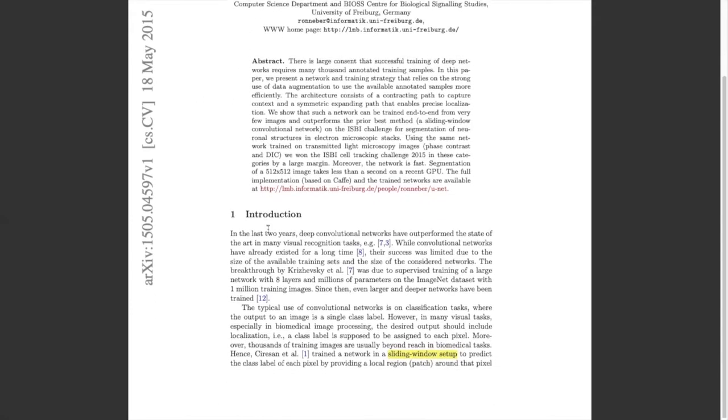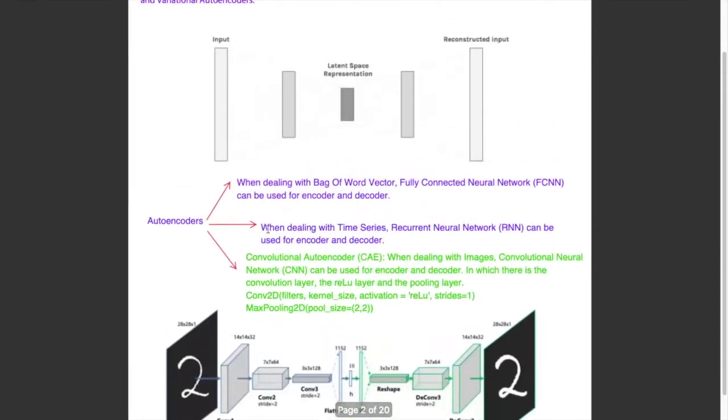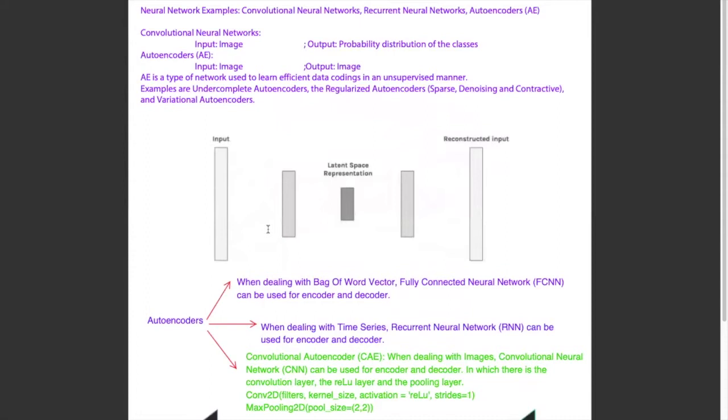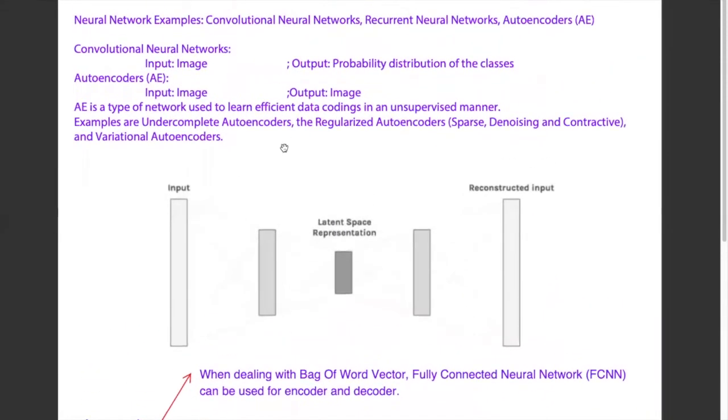I thought it would be best to briefly go over autoencoders. Well, autoencoders are not specifically discussed in this paper, and the authors don't claim they got the idea from autoencoders, but I think understanding autoencoders will greatly help to grasp the idea of UNet. So in your typical networks, we have convolutional neural networks, recurrent neural networks, and autoencoders.